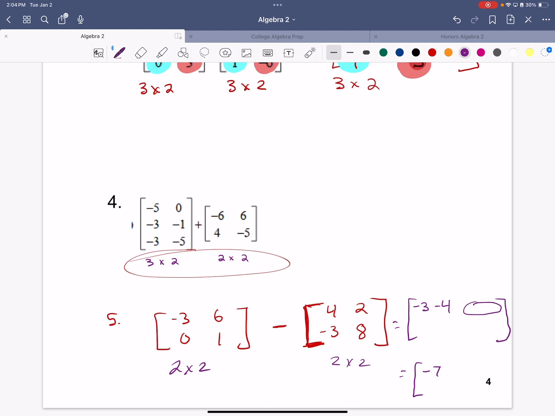For the element right here, which would be the first row, second column, that's going to be 6 minus 2. 6 minus 2 is 4. For the second row, first column, it's 0 minus negative 3. What's 0 minus negative 3? A minus and a minus makes a plus, so that's positive 3. And the last one is 1 minus 8, which is negative 7.